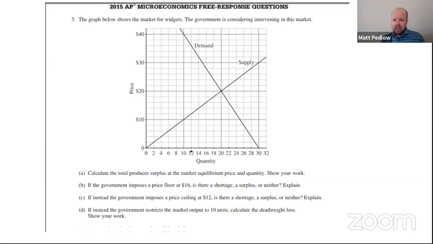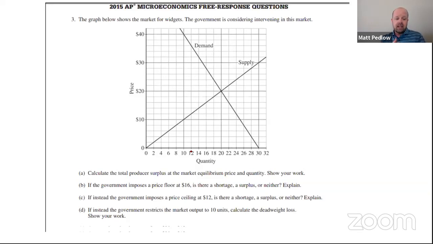So they're asking, what is that? Well, that's a shortage. And there's a couple of answers you could write down. You could write the simple answer, which is it's a shortage because quantity demanded is greater than quantity supplied. Or you could say because quantity demanded equals 24 and the quantity supplied is only 12. You can use the numbers from the graph, which is always good.